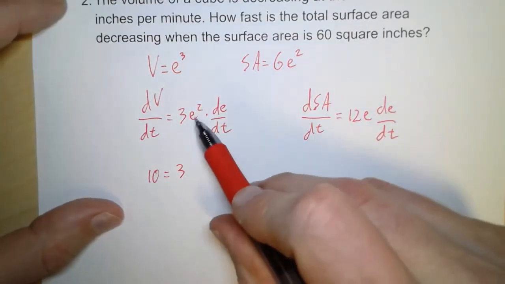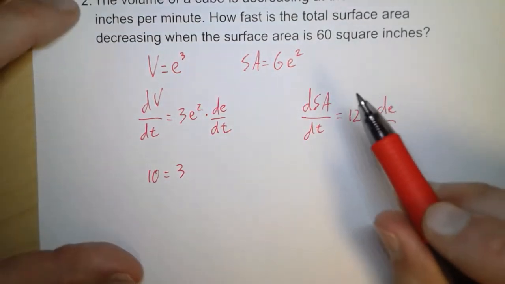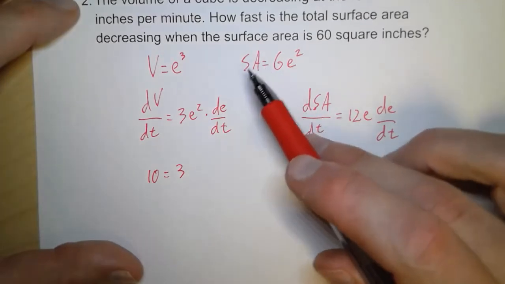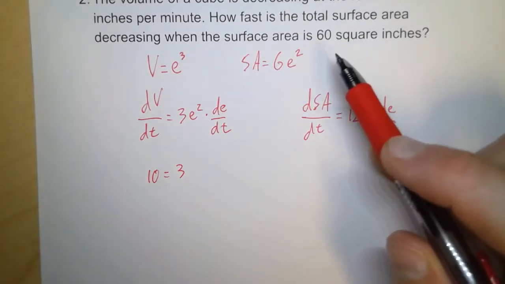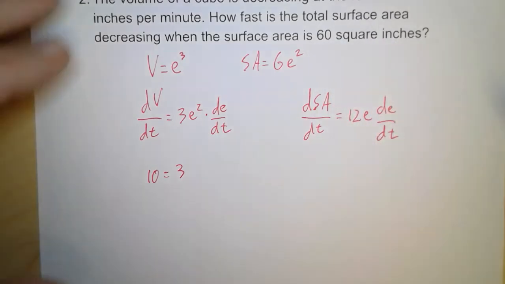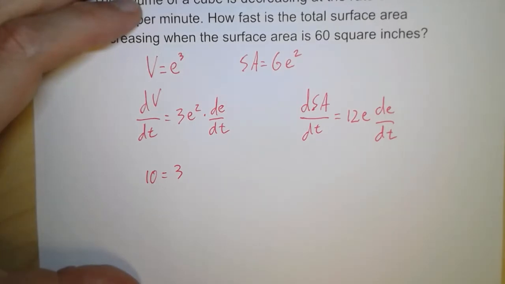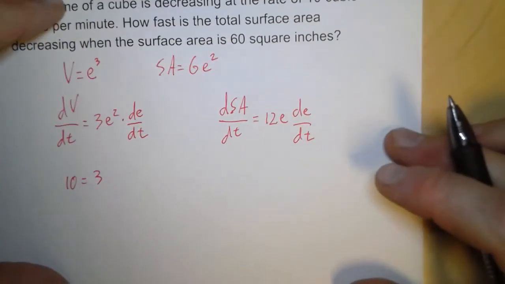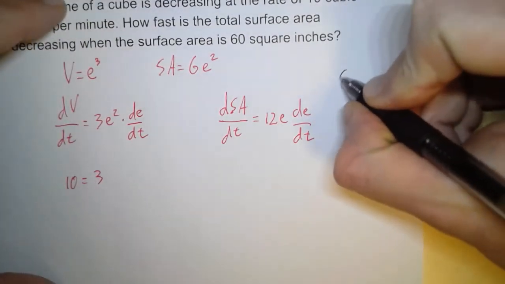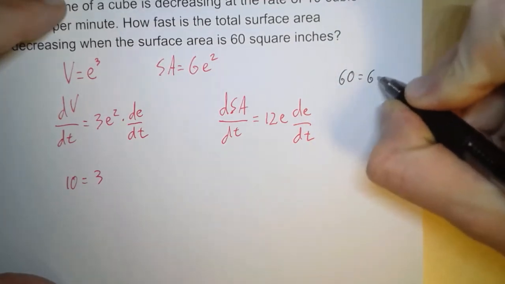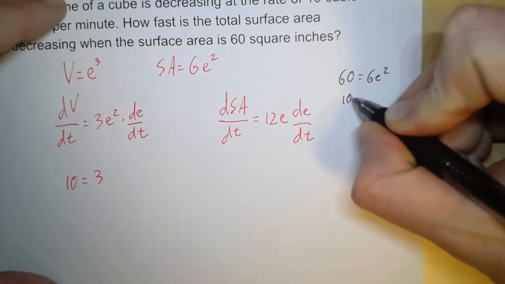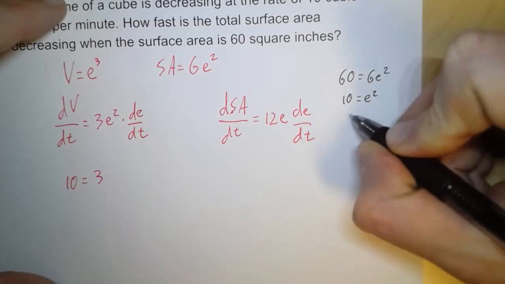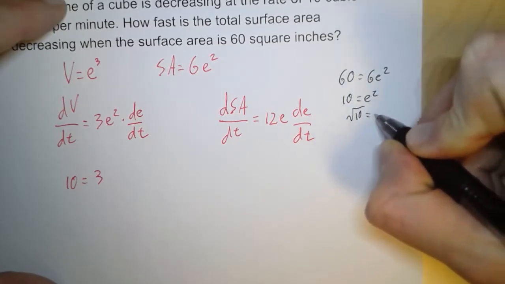Now what about the edge? We could figure that out because we know that the surface area is 60 square inches. So at that moment, we should be able to figure out the length of the edge. Off to the side, surface area equals 60 equals 6e squared. If we divide by 6, we get 10 equals e squared. So the square root of 10 is the length of the edge.